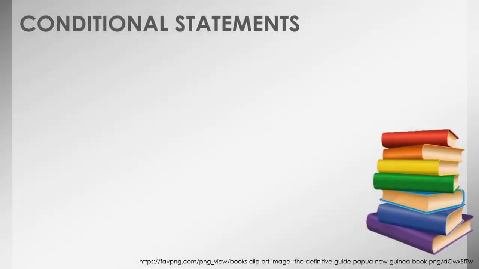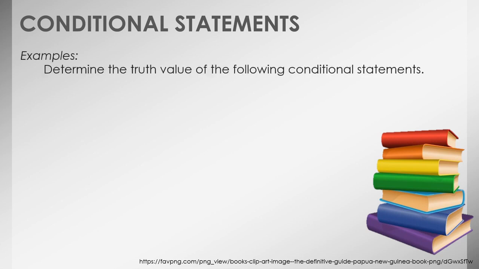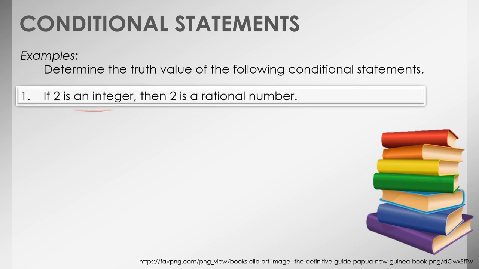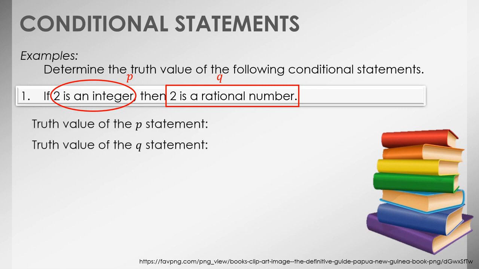For instance, in this example, we are asked to determine the truth value of the following given conditional statements. The first one is given by this, where the P statement represents this, while the Q represents this. Now, to determine the truth value of this conditional statement, we first need to determine the truth value of the P and Q statements. The P statement states that 2 is an integer.